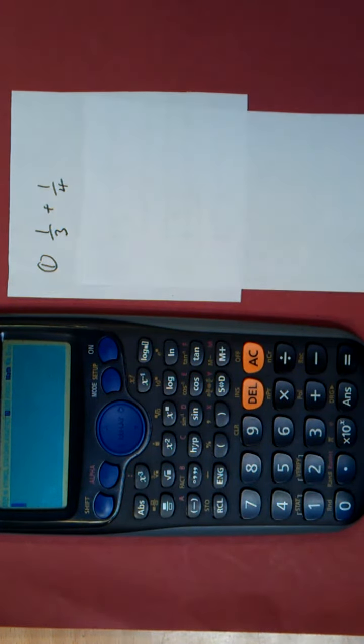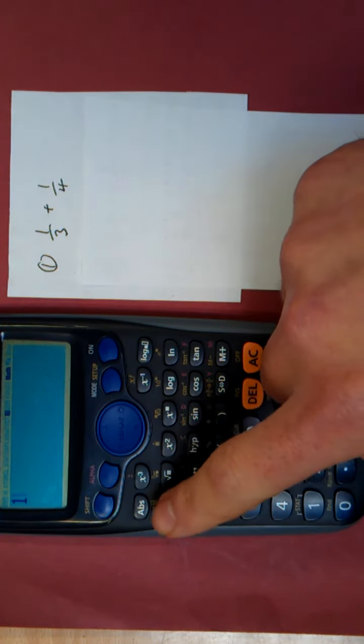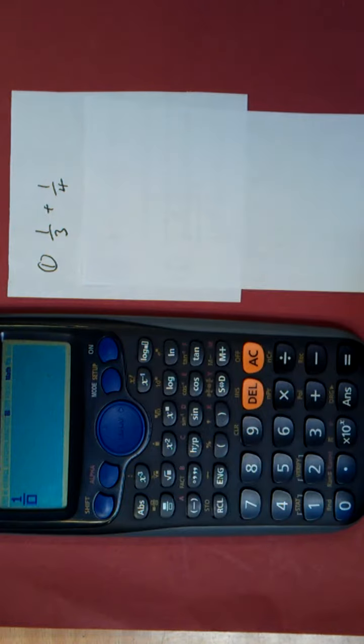Right, let's start with this first question here. We've got a third plus a quarter. Now to start typing the third, I'm going to press 1, then the fraction button. And you'll notice immediately that the 1 has gone to the numerator of that fraction. I can now put in the 3.